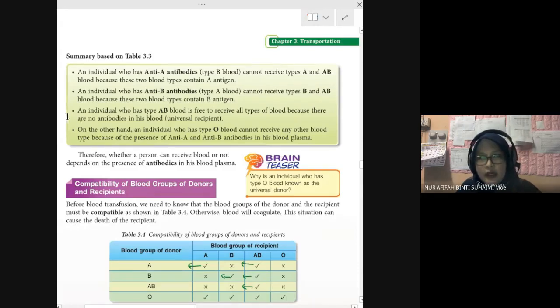Okay. Third one, an individual who has type AB blood is free to receive all types of blood. It can receive from O, receive from A, receive from B, receive from itself also, AB, same group of AB, okay, because there are no antibodies, so it can receive from all blood. The antibody A will not attack the antigen.